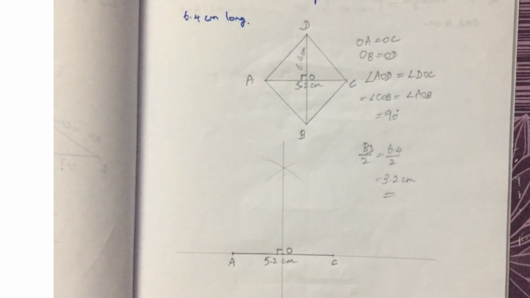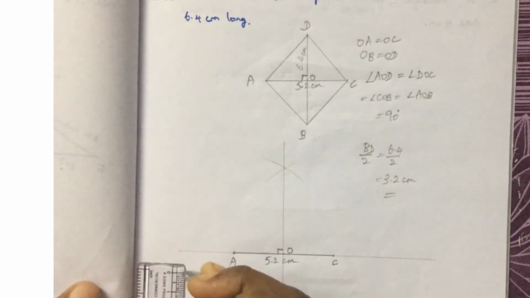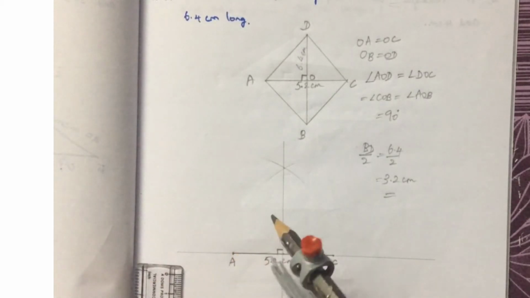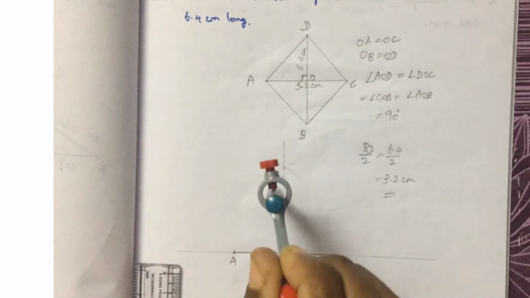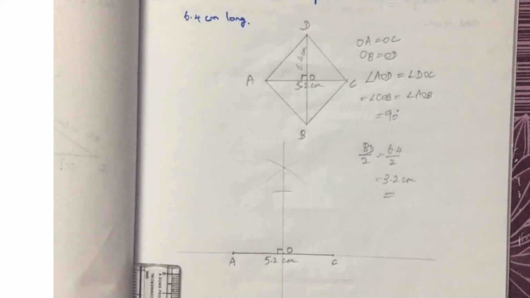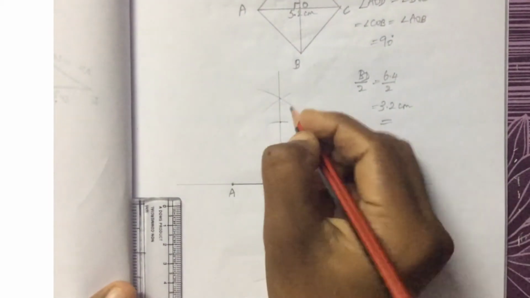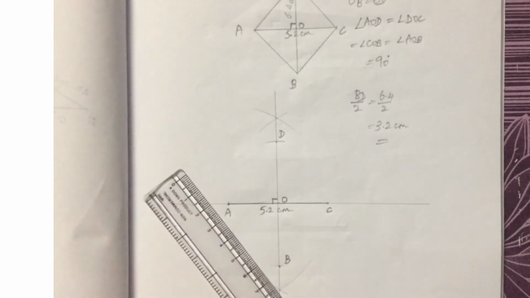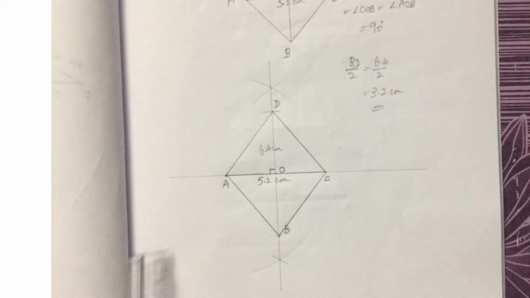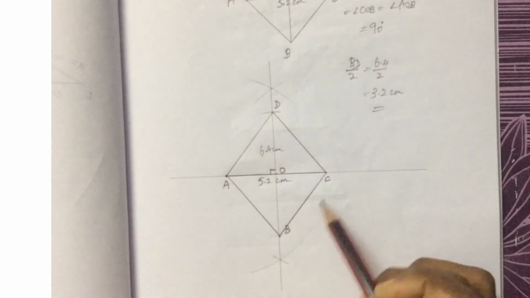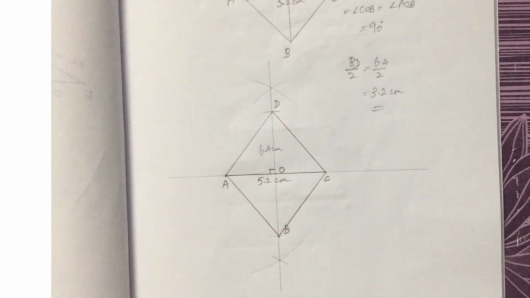Take 3.2 in a compass. With O as center, cut here, one in the top, another one in the bottom. Now this point is D and here it is B. Now we can join all these points. So this is how it looks. So to construct a rhombus, even though the sides are not given, the diagonals are enough to construct the rhombus.